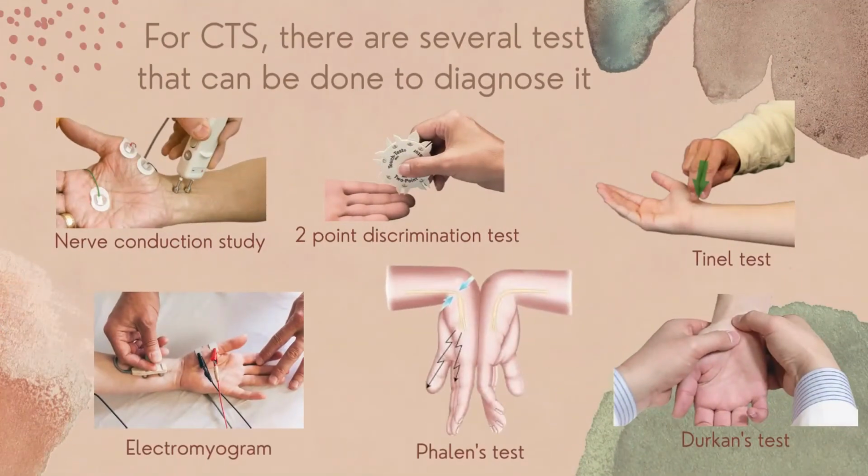For carpal tunnel syndrome, there are several tests that can be done in diagnosing, which include nerve conduction study, electromyogram, two-point discrimination test, Tinel's test, Phalen's test, and Durkan's test.